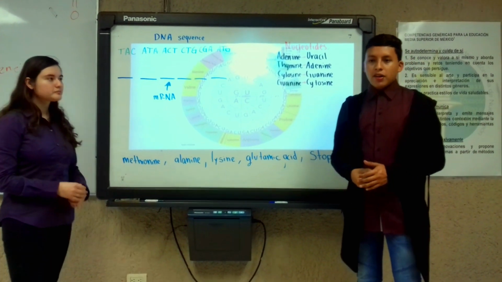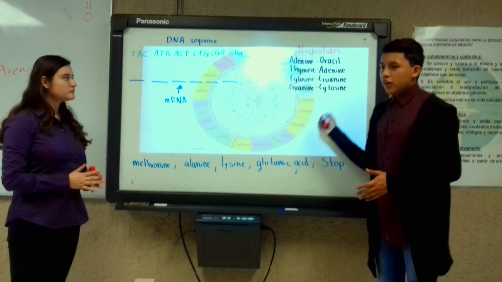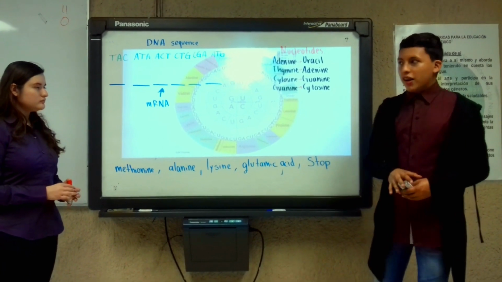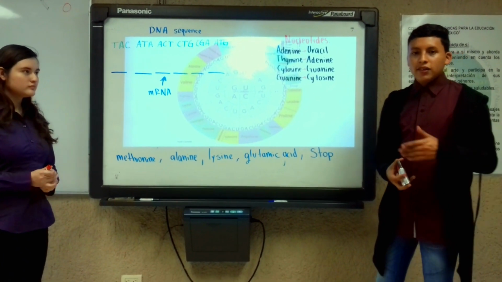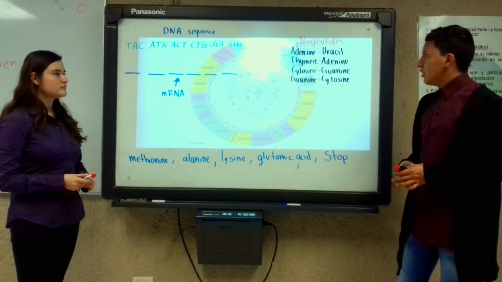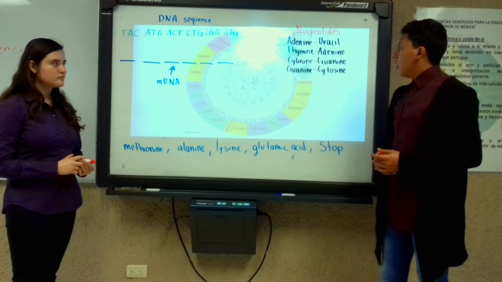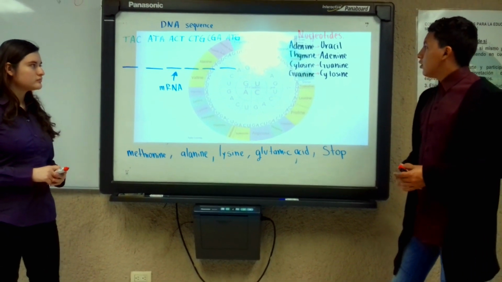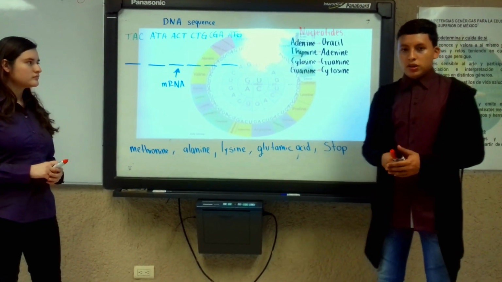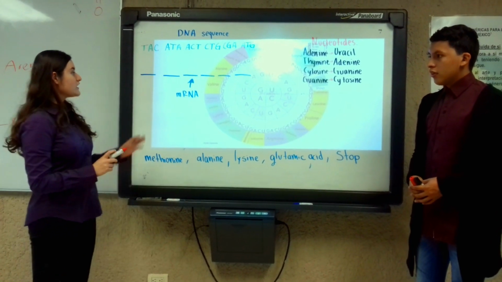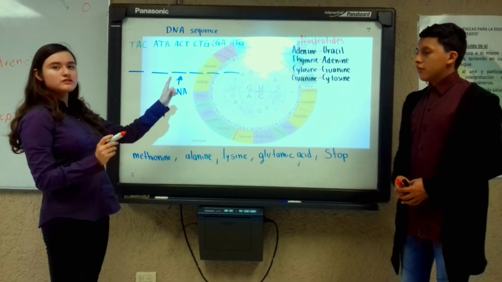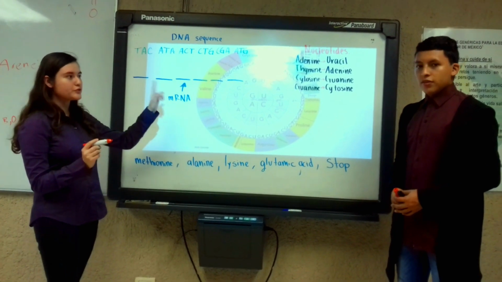Now we have a part where we will see the nucleotides. In the DNA we have adenine, thymine, cytosine, and guanine. In the case of the RNA, adenine changes to uracil, thymine to adenine, cytosine to guanine, and guanine to cytosine. Okay, as my partner said, in RNA, adenine always changes to uracil.